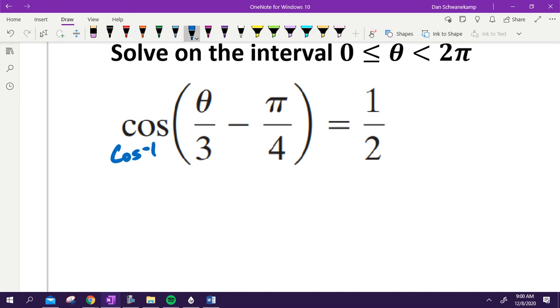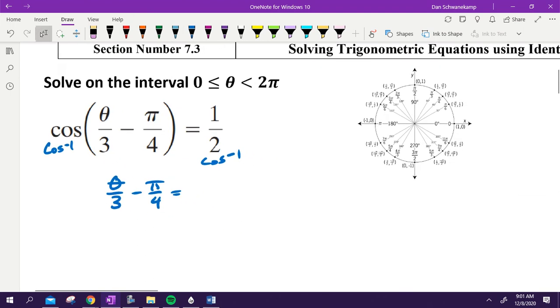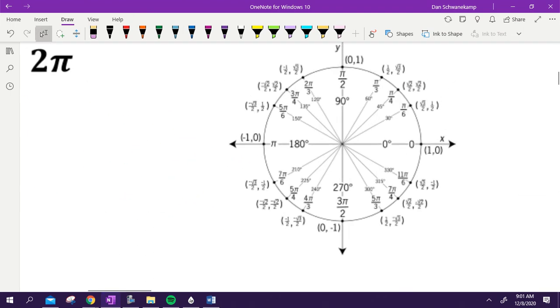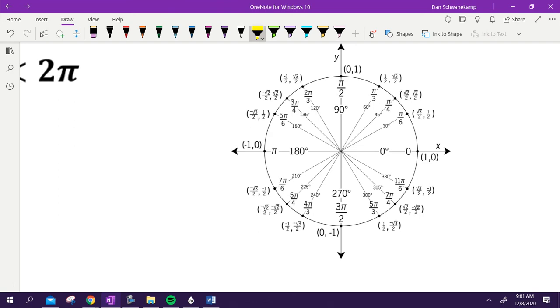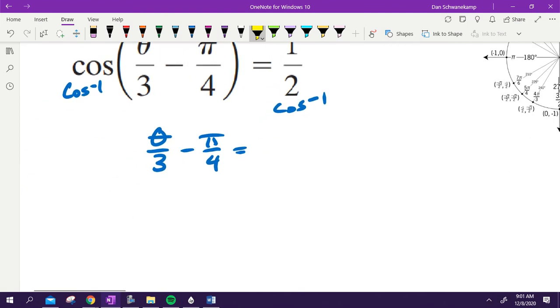Inverse cosine, inverse cosine. So we're getting theta over 3 minus pi over 4 is equal to anywhere that cosine is 1/2. So it's a positive 1/2. So I know I'm going to be on the right side because I'm dealing with cosine. That's it right there at pi over 3, and that's right there at 5 pi over 3. Those two things should be pretty straightforward.